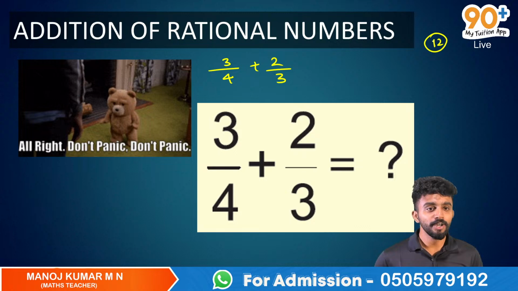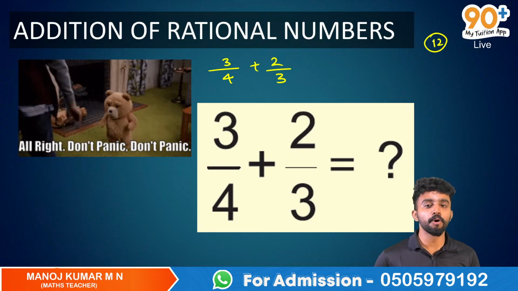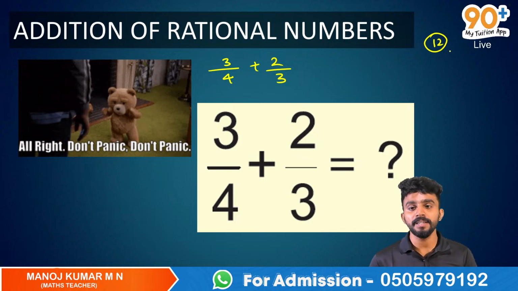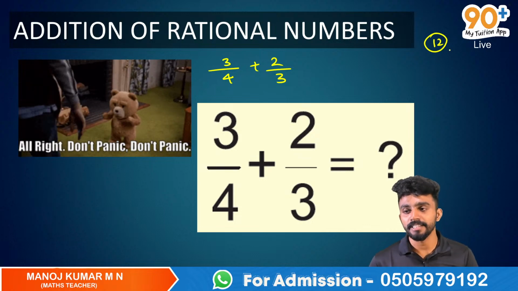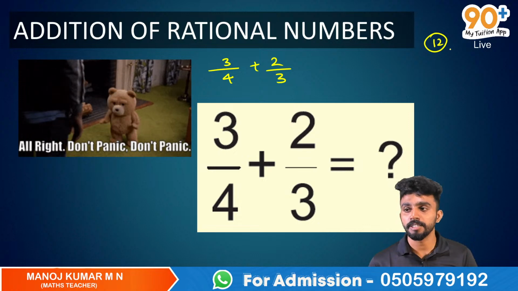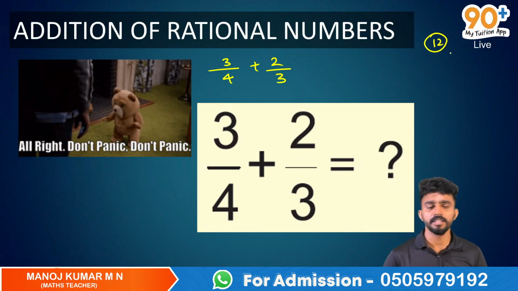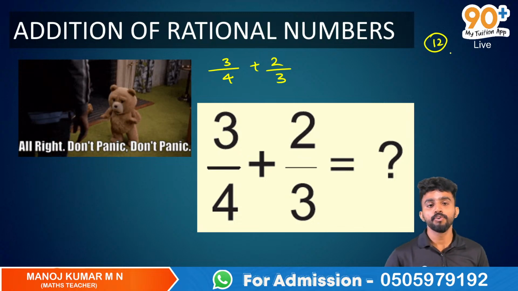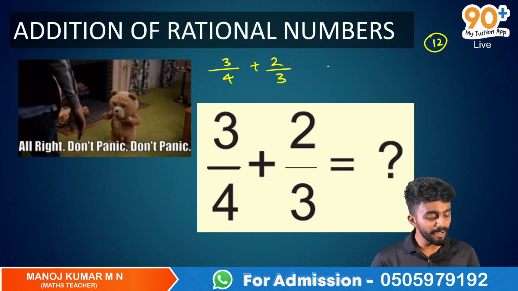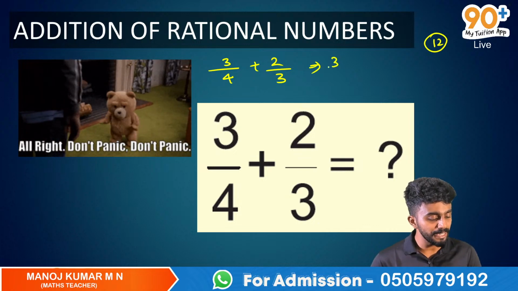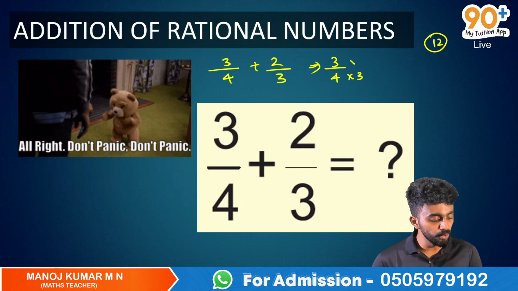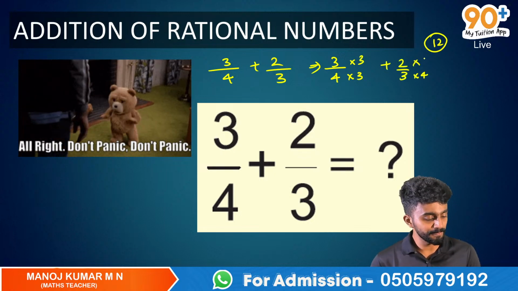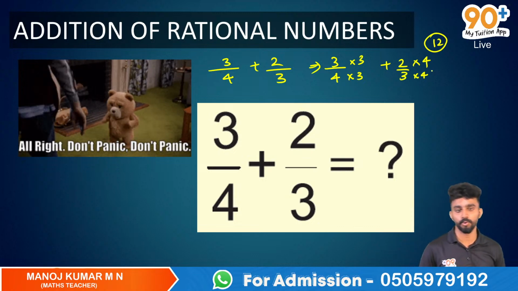So what will we do? We have 3 by 4 plus 2 by 3. So for the numbers 4 and 3, we have 12 as the common multiple. Everyone is thinking, sir, for number 12, if you take the LCM, we'll consider 4 and 3. So this number 4, I can make the denominator 12. How will I make it? I'll multiply 3 by 4 into 3, plus 2 by 3, I'll multiply with 4. I'll take the LCM over there.